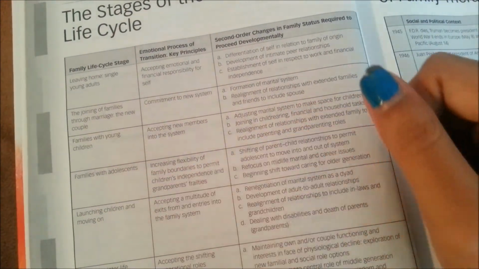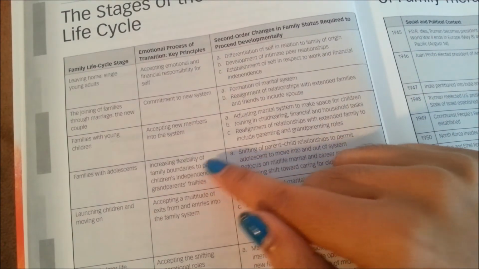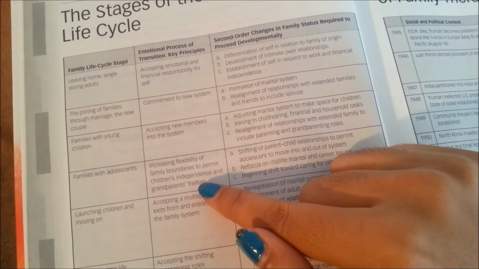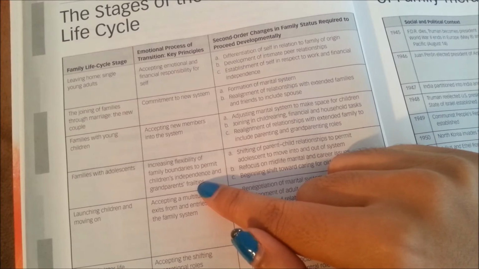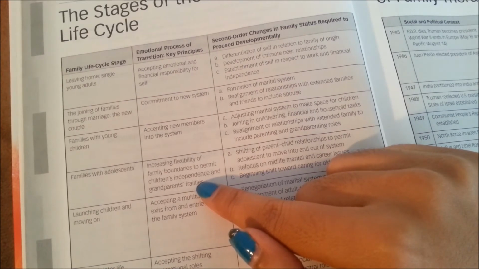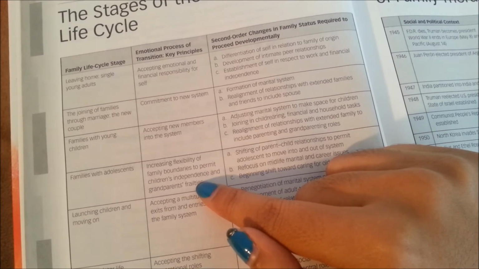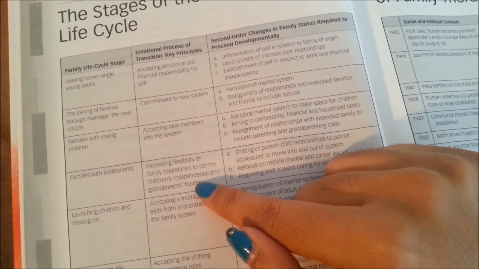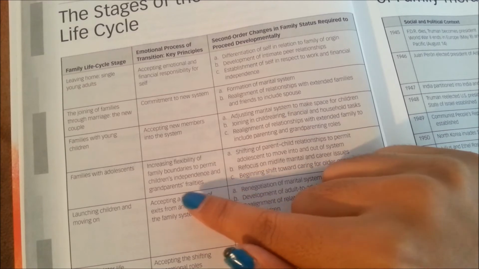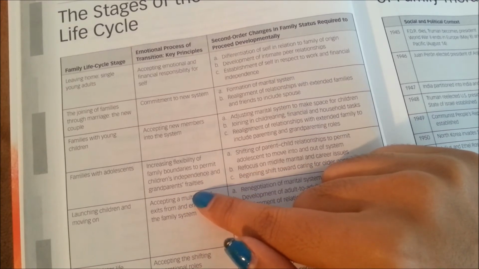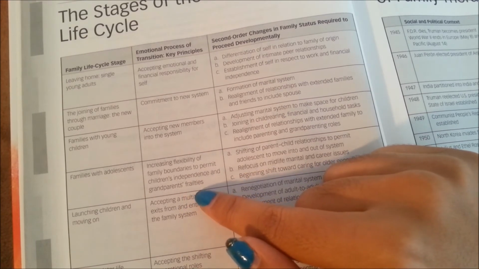Next, families with adolescents. Increasing flexibility, family boundaries to permit children's independence. So, baby Robbie, not really baby anymore, wants a lock on his door. Robbie wants to be able to stay out late and stuff. And grandparents' frailties. So grandparents are growing old.